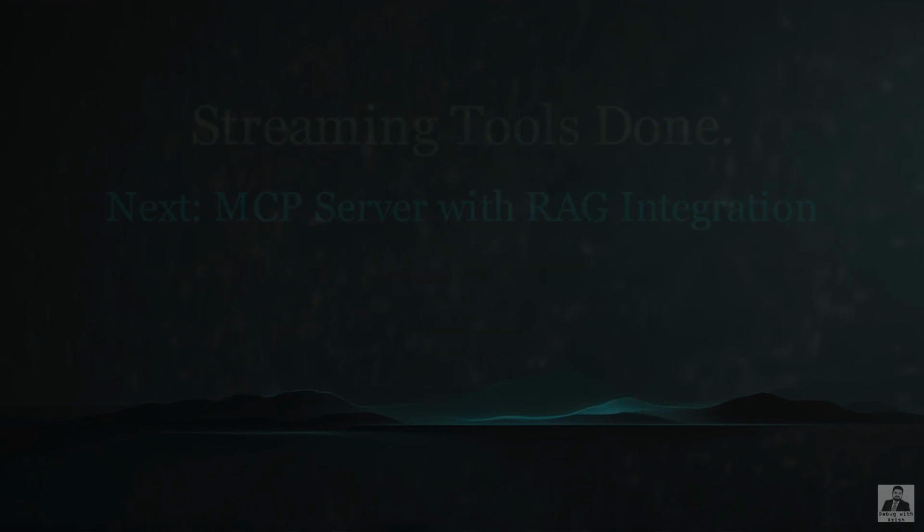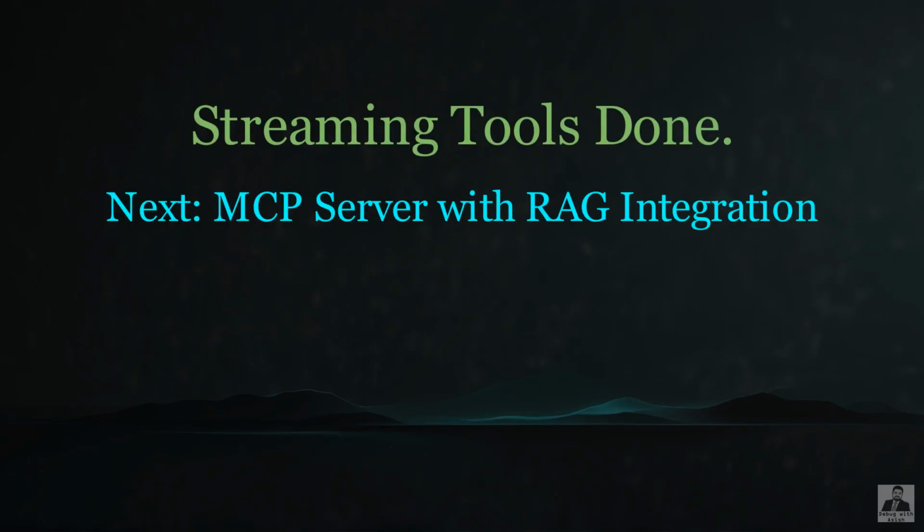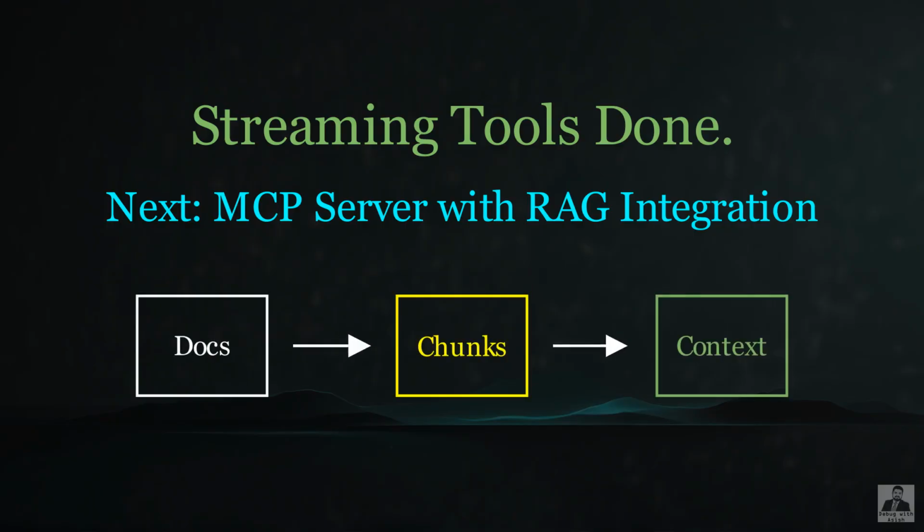In the next episode, we connect our MCP server to the RAG pipeline from the first series, a tool that retrieves relevant document chunks and returns them as context for the model.